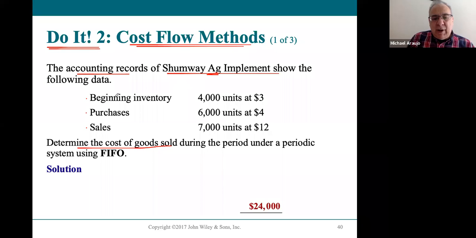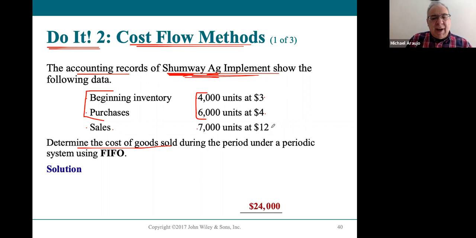So you know how it goes, and you're thinking, looking at this, there's got to be some way of figuring this out, and there is. You have your beginning inventory and your purchases. This is what you're looking at. Your beginning inventory of 4,000 units at $3, and your purchases of 6,000 units for $4. These two together give you your total available for sale. Right. So you have 10,000 units available for sale. How much did you sell? You sold 7,000. So of these 10,000, which is the total available, you sold 7,000 of those.